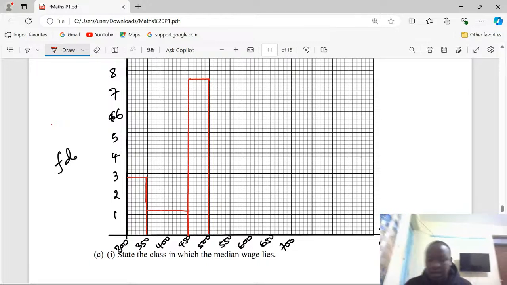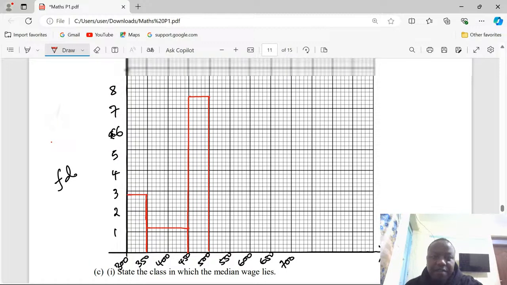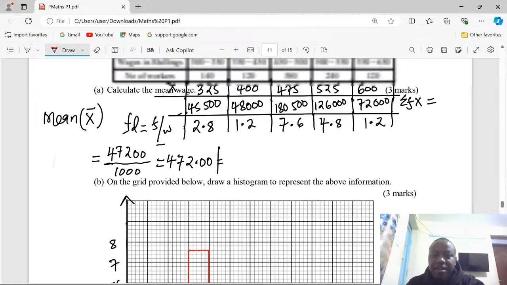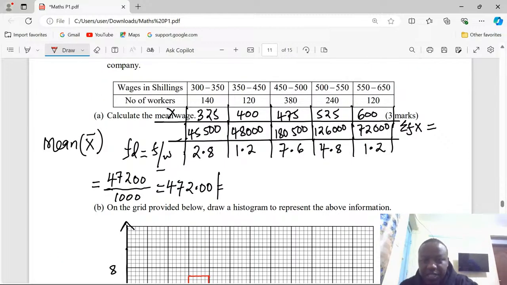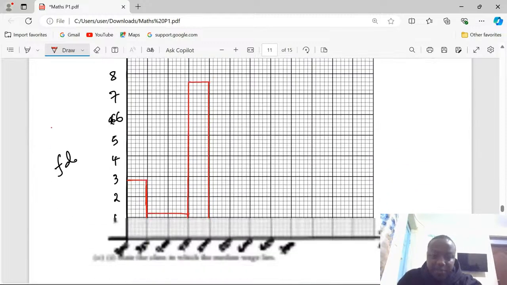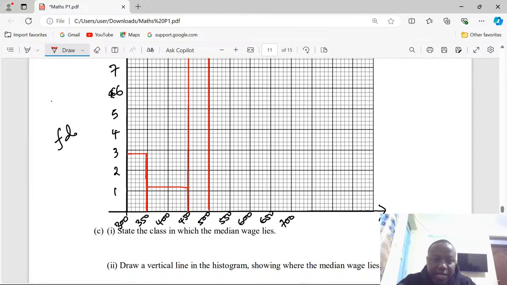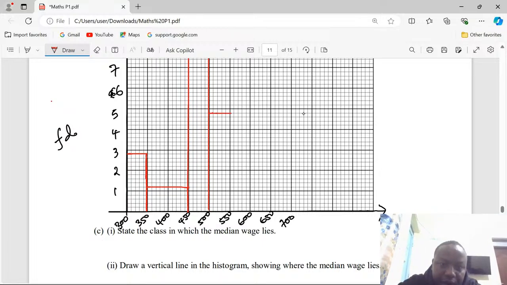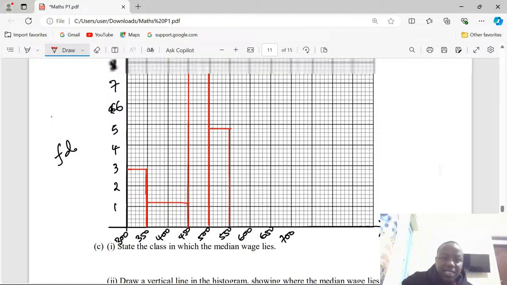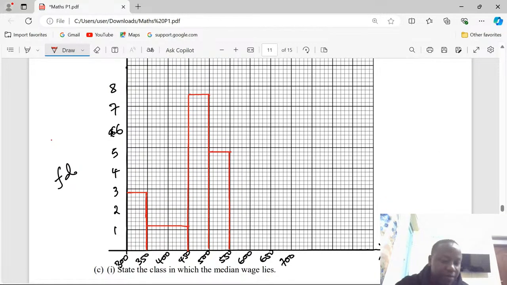The next one, we're going to move from 500 now. From 500, we shall move all the way to 550. The height is 4.8. So a height of 4.8 will be at this point, all the way to 550. Remember these bars for the histogram, you can either shade them or not. You can just leave them plain as long as you have indicated their heights very well.